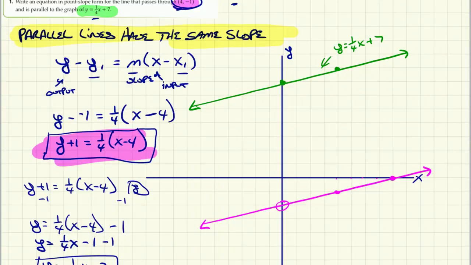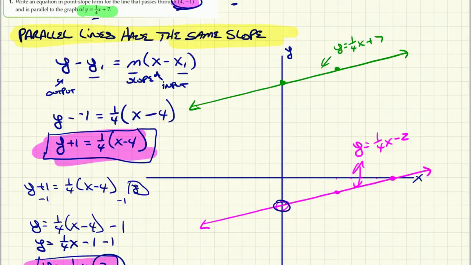In point-slope form, I mean, in y-intercept form. And look at that, we have a y-intercept of -2, which means that our graph was right on the money. These two lines are parallel to each other. This line, y = 1/4 x - 2, is parallel to the line that is defined by y = 1/4 x + 7.